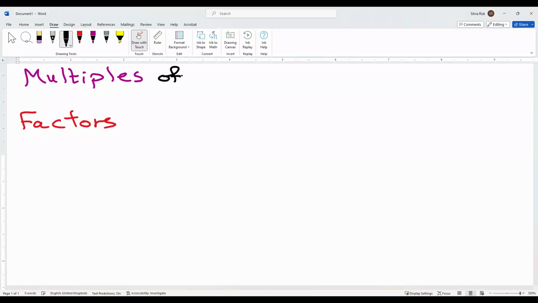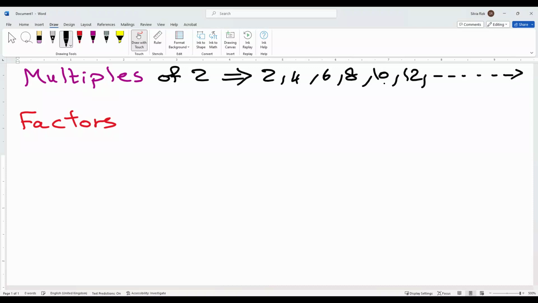So if I said I need all the multiples of 2, you need to answer saying, well, it's 2, 4, 6, 8, 10, 12, 14, 16, 18, and so on. So this is all the timetable of 2. If I said multiples of 7, you write all the multiples of 7. If I said multiples of 3 that are less than 10, you will say 3, 6, and 9, and so on. But factors is a different story.